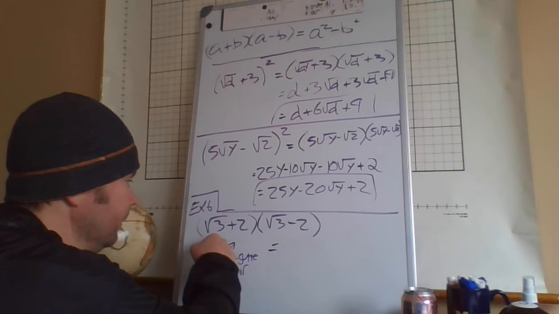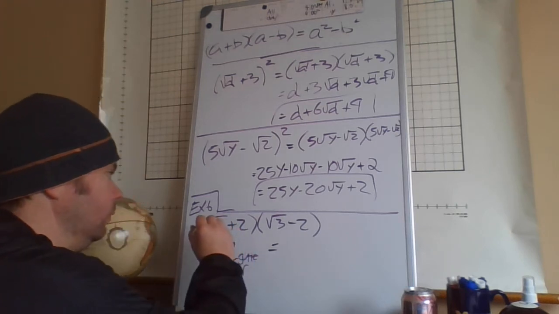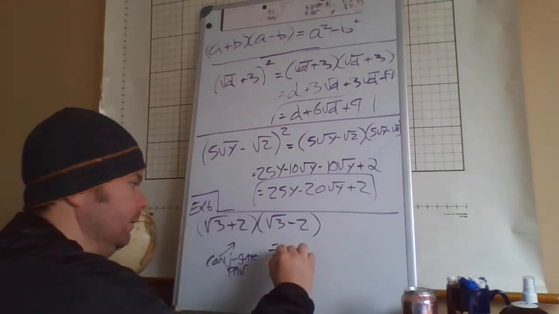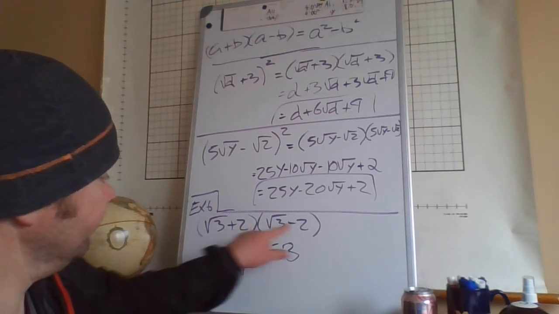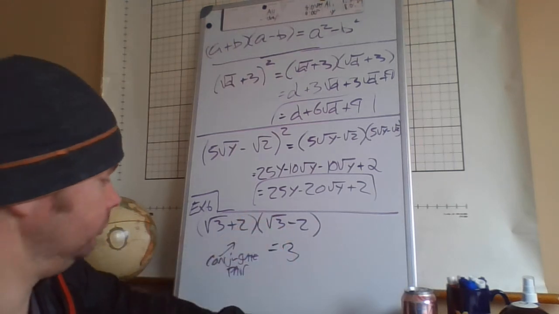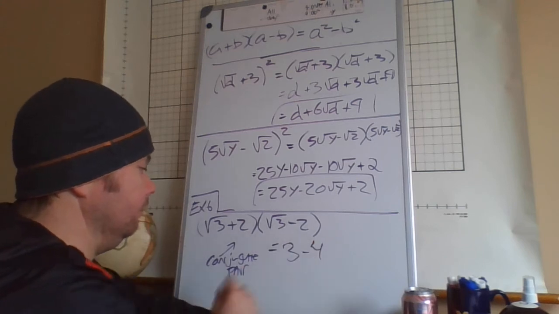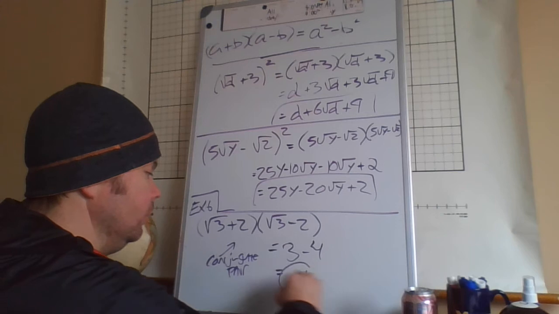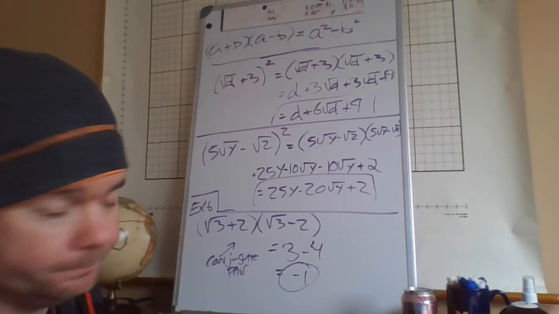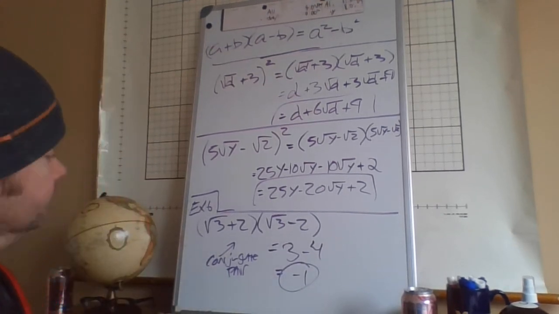So here, square the first term. The square root of 3 times the square root of 3 is just 3. 2 squared is 4, but I'm subtracting them, so I get 3 minus 4. But 3 minus 4 is also known as negative 1. Sweet, right?